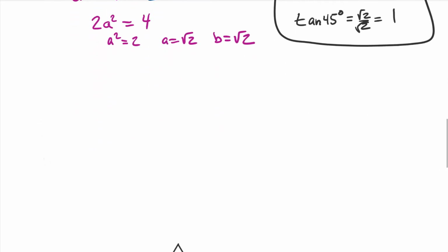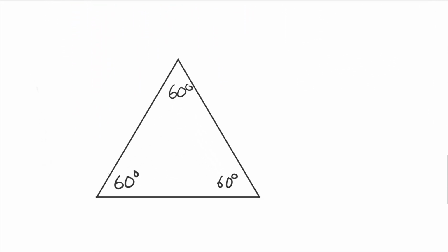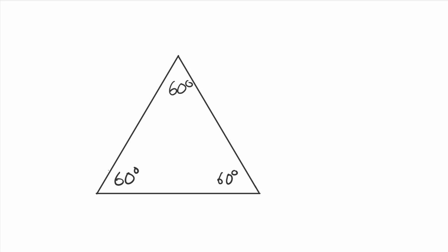Cool, let's go to another. Hey, uh-oh. Wait a second, that's not a right triangle. Well, if they all have an angle of 60 degrees, well, shoot.